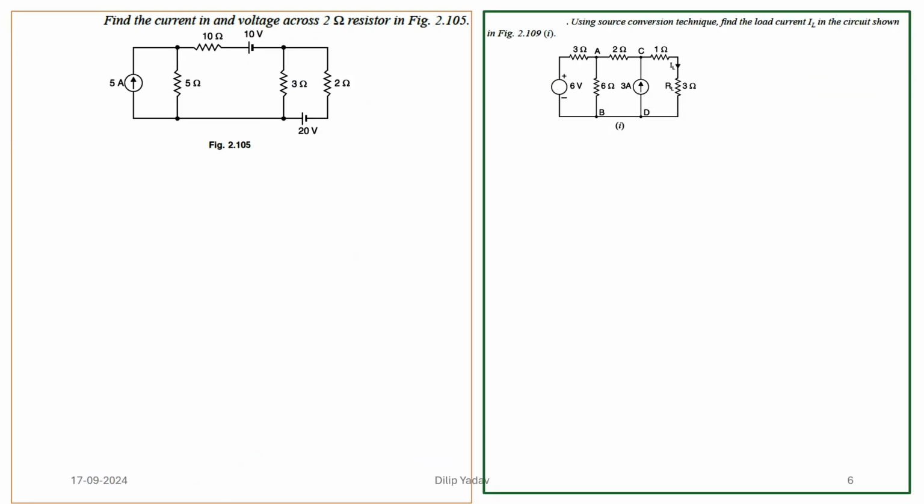Now we have another question, which says to find the current and voltage across the 2 ohm resistance. We have to calculate the value of the current and the voltage across the 2 ohm resistance that is given. So how are we going to approach it? We see this is the current and this is the voltage.